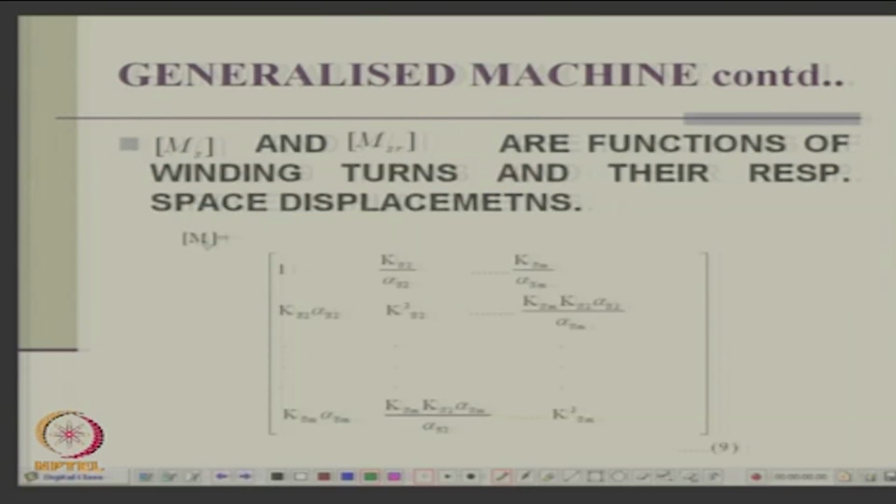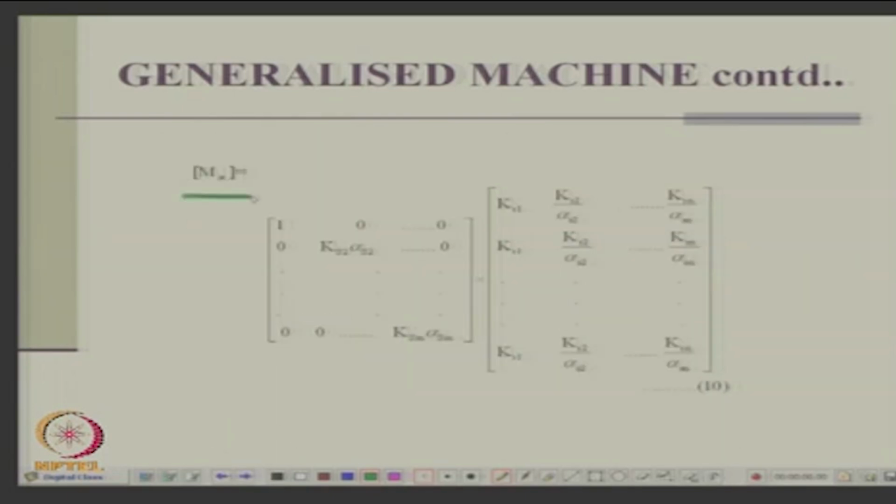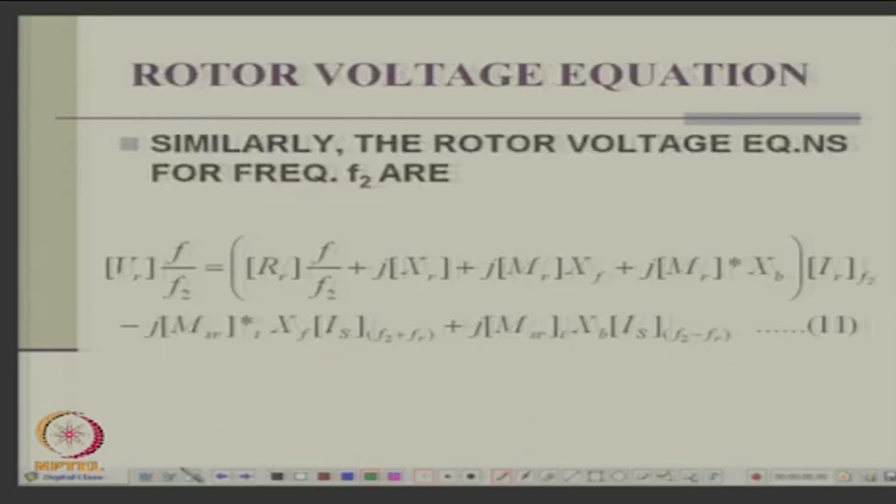Now, what is this MS, we have explained last time. MS is the self reactance which will be between all the windings S1 to SM. I hope you have understood this. How do you get due to forward and backward fields? If it is forward field, this is MS and its conjugate for the backward field. MSR will be a product of these two, that means it will be the turns and the displacements, and we have the rotor terminals here. Okay.